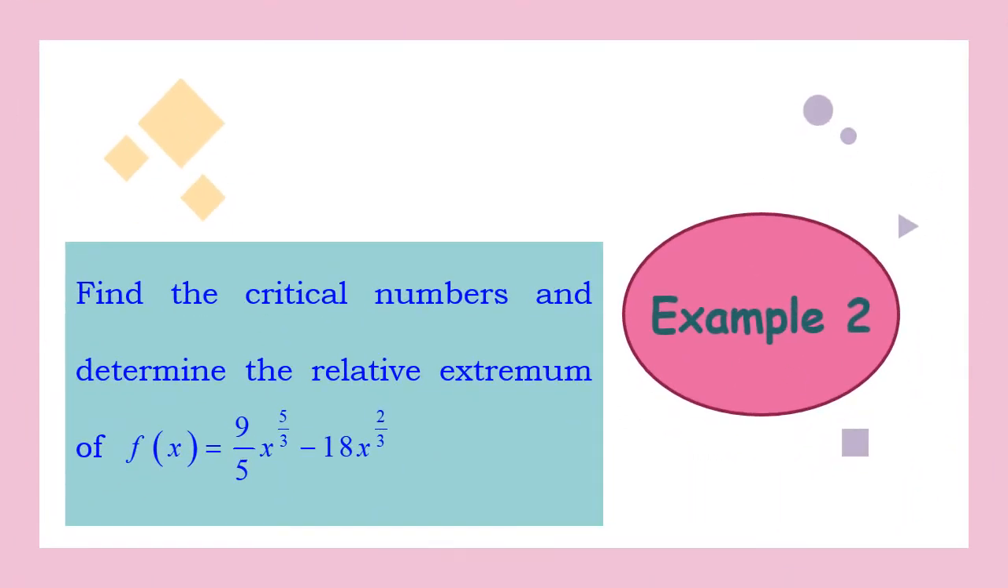Example 2. Find the critical numbers and determine the relative extremum of f(x) equals 9 over 5 x to the power of 5 over 3 minus 18 x to the power of 2 over 3. So we need to find the critical numbers only and then the relative extremum. Okay.